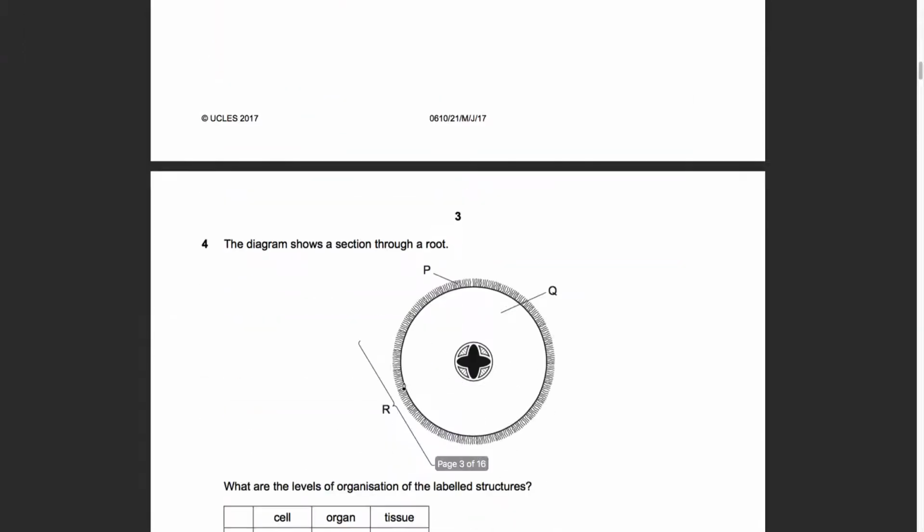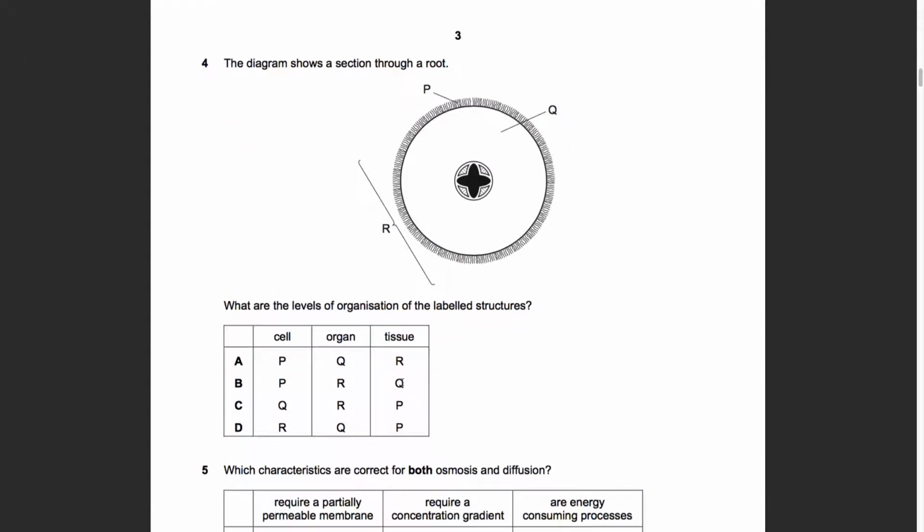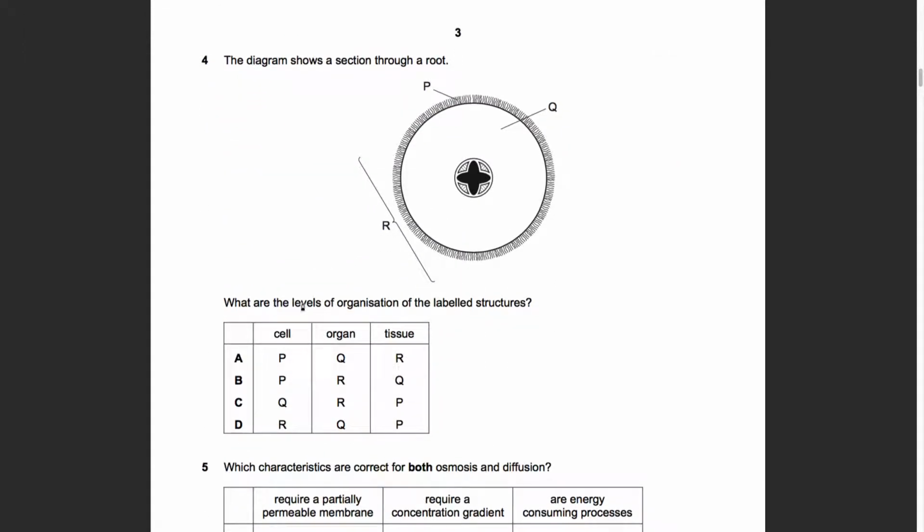Okay, question 4 then. We've got a section through a root, and it says, what are the levels of organisation of the labelled structures? So R is the whole root. P are the tiny little hairs coming off the root. Q is the sort of inner part, known as the cortex, which is this area around the actual vein or the vascular tissue. So first of all, to make life easy, these tables are tricky and people tend to get in a bit of a mess with how to answer these.